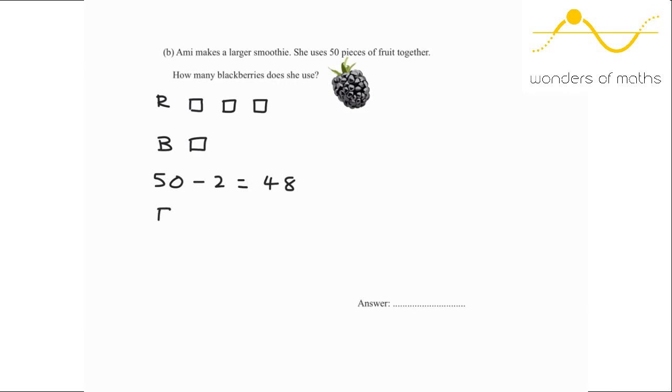Now we have 4 blocks. And 4 blocks is equal to 48 pieces of fruit, meaning that 1 block is equal to 12 pieces of fruit. Since we know that 1 block is representative of the total number of blackberries she uses, the total number of blackberries Ami uses for her smoothie is 12.